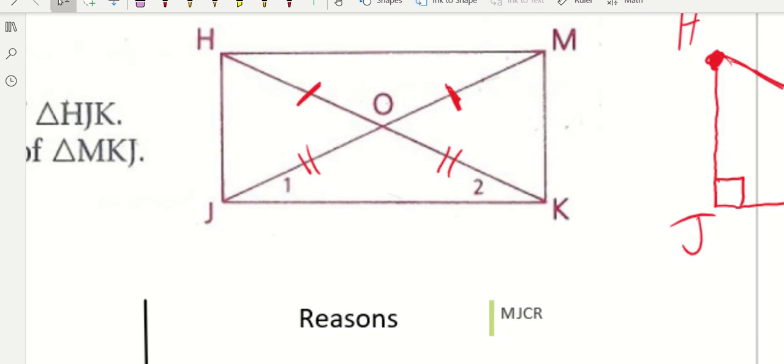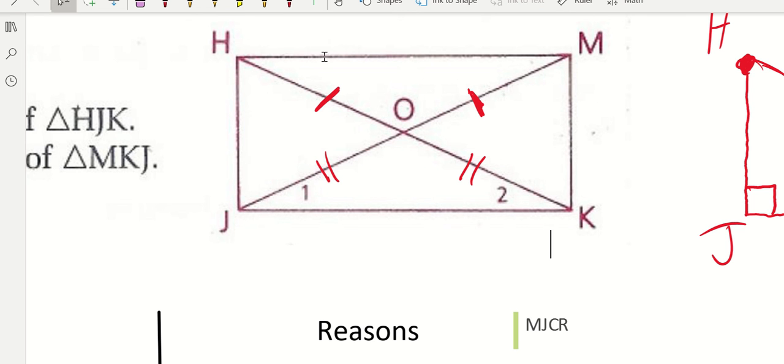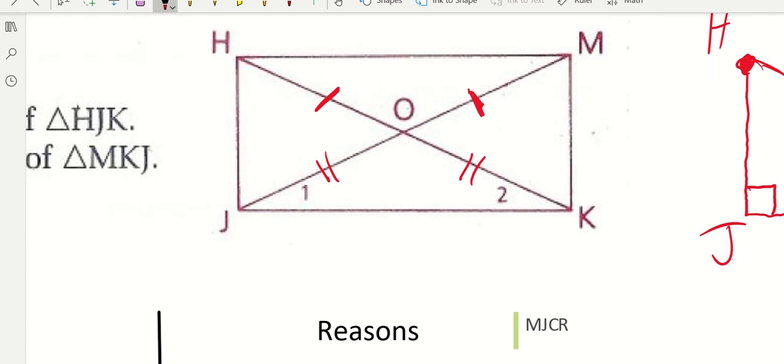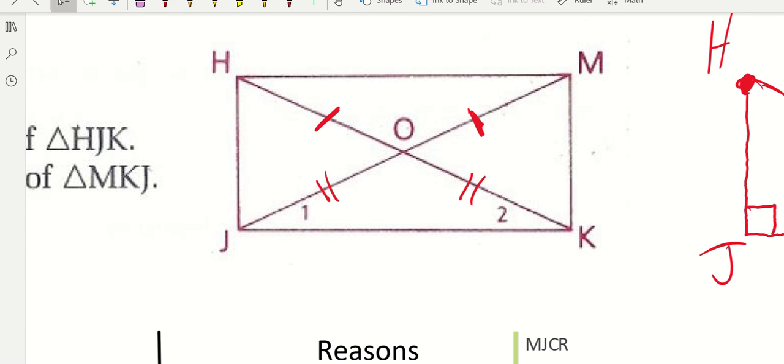But take a look over here at this figure. What do you notice about HOJ and MOK, those two triangles? We have a vertical angle occurring right here, don't we? So if we have vertical angles occurring, we know that those two angles must be congruent. So triangle HOJ, which is this triangle right here on the left, must be congruent to triangle MOK, this triangle on the right.